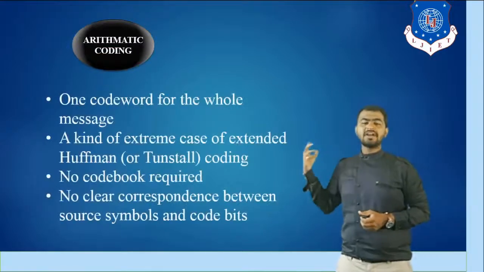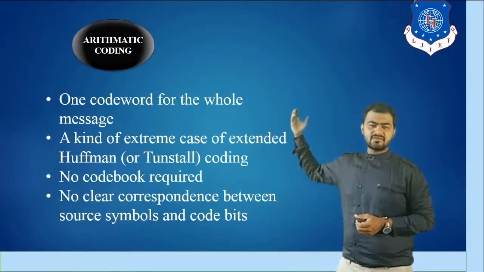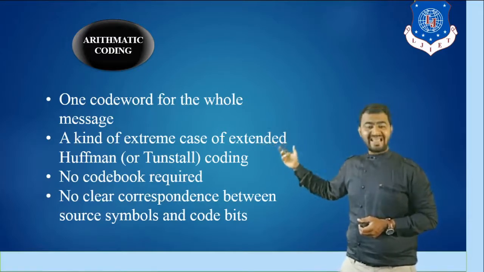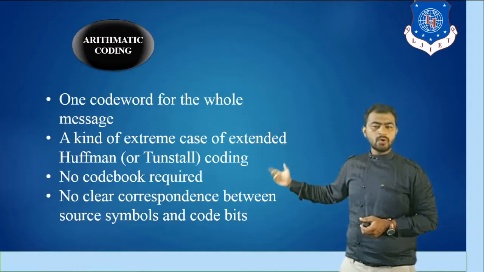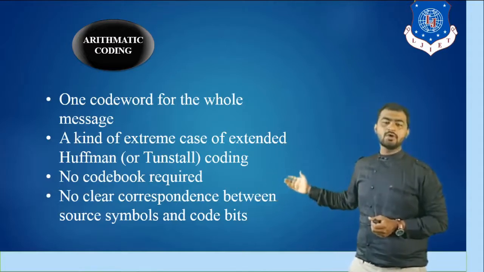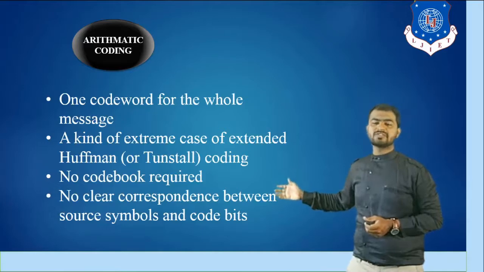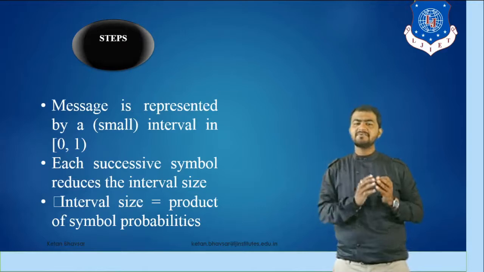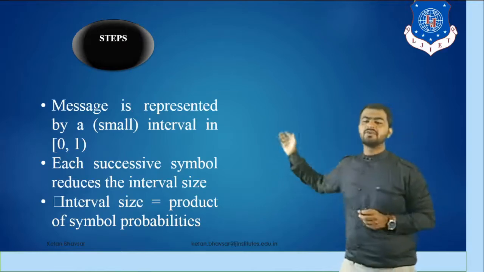Now, how does arithmetic coding actually work? As you can see, one code is used for the whole message. In the extreme case of extended Huffman coding, no codebook is required, there is no physical library or editor required, and no clear correspondence between the source symbols and the code bits is required. Now the steps. The message is represented by a small interval in terms of 0 to 1.